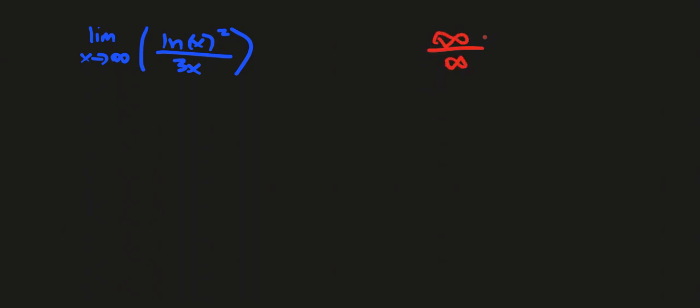I don't know what this is. This could be 2, 3, we don't know. So I can't leave my answer like this. But when I have an indeterminate form, I know that I gotta use L'Hopital's rule in order to evaluate the limit.